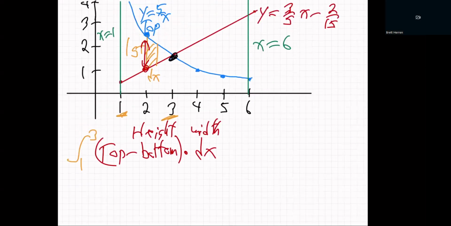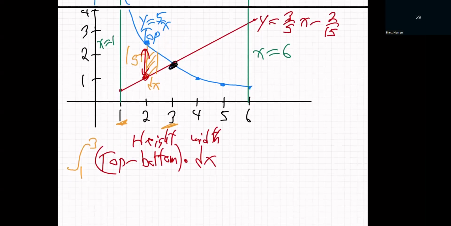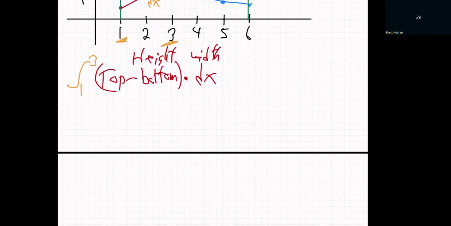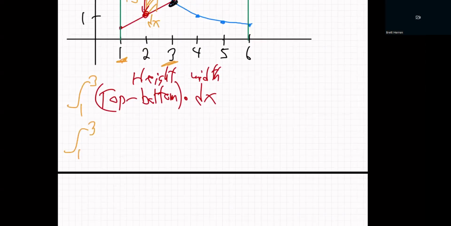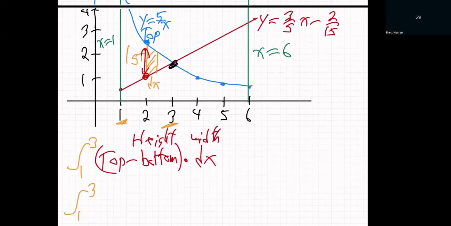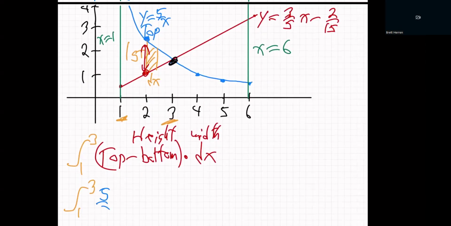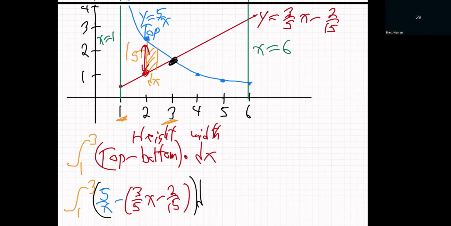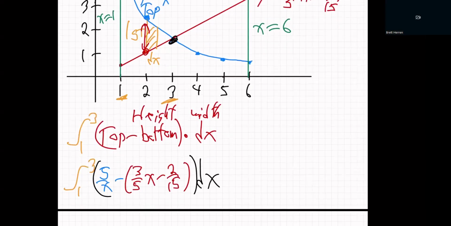So let's finish that one off. That'll be the integral from 1 to 3. The top function is 5 over x, minus the bottom function, which is 3/5 x minus 2/15. You can just put parentheses around that, dx. Okay, plus, and then you have the second integral.